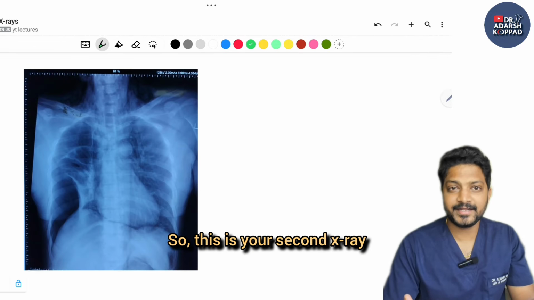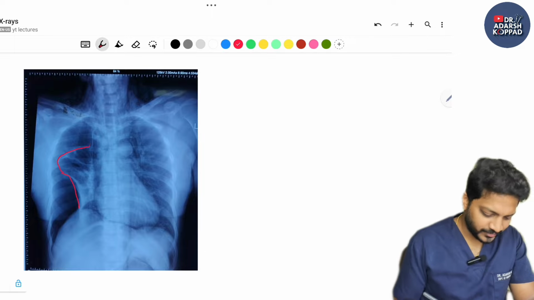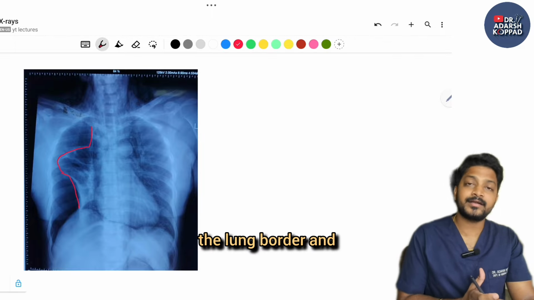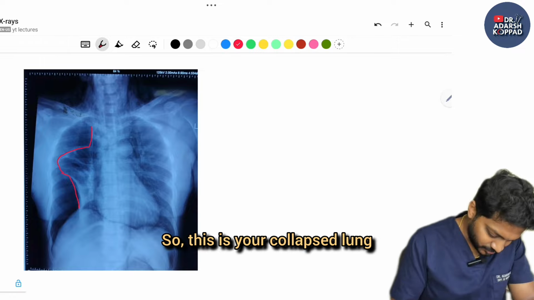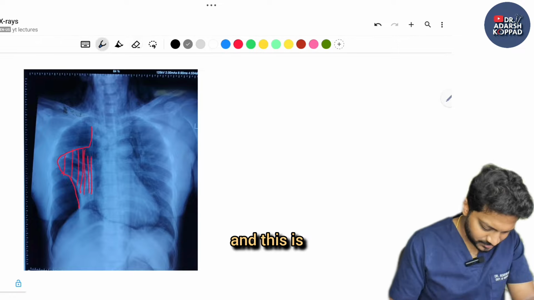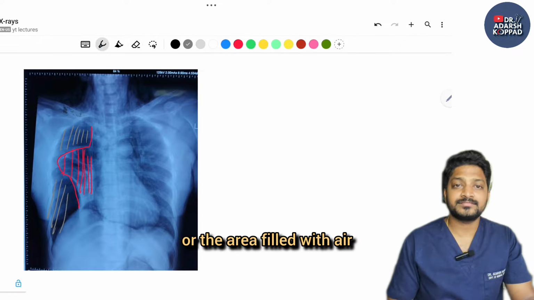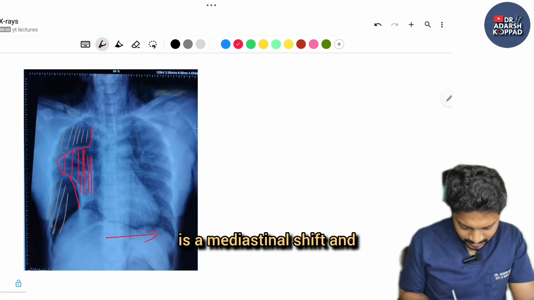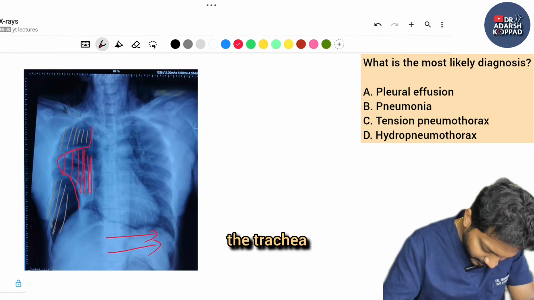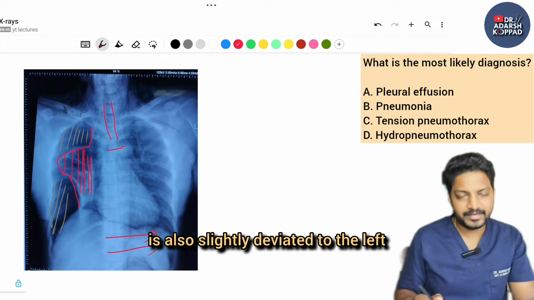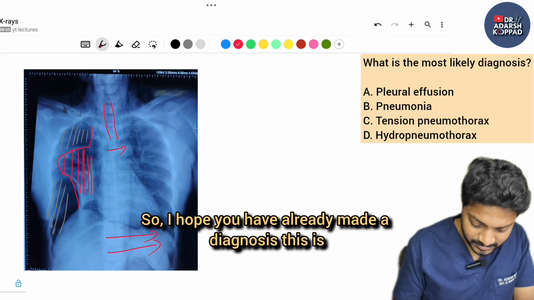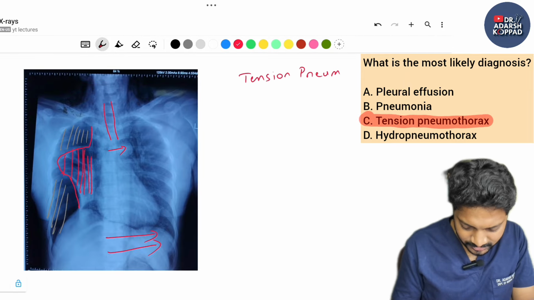So this is your second X-ray. Can you see this area where there's a clear demarcation between the lung border and the hypolucency? So this is your collapsed lung and this is the hypolucent area or the area filled with air. And you can also see there is a mediastinal shift and the trachea is also slightly deviated to the left. So I hope you have already made a diagnosis. This is an X-ray of tension pneumothorax.